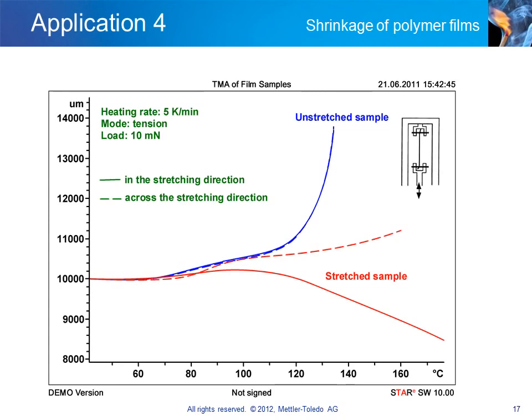The unstretched sample is isotropic and shows the same behavior in both measurement directions. The behavior of the stretched sample is very different in the stretched direction compared with at right angles. In the stretched direction, the film shrinks from about 100 degrees Celsius onward, whereas across the stretched direction, the length of the film increases with increasing temperature.